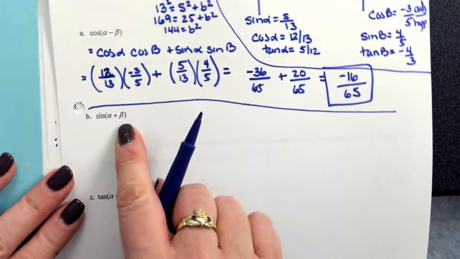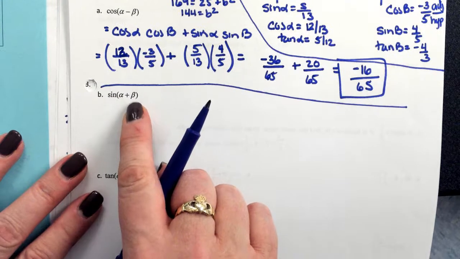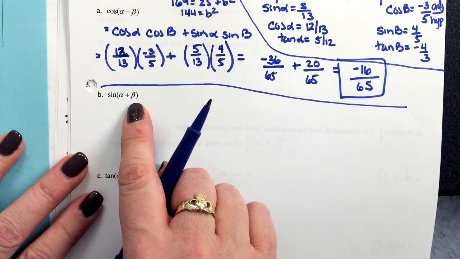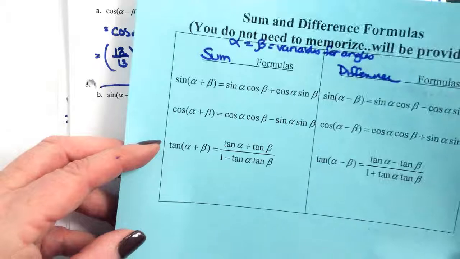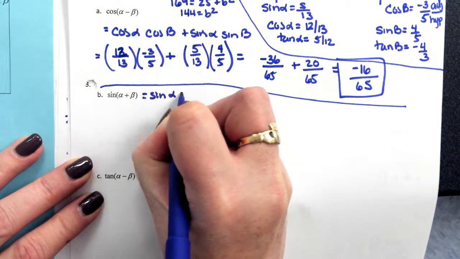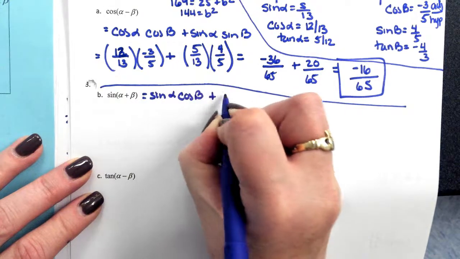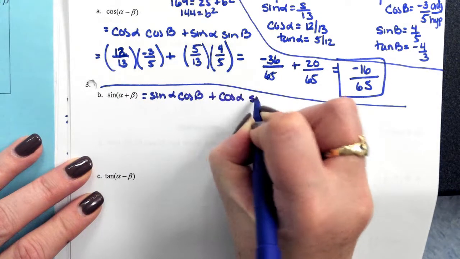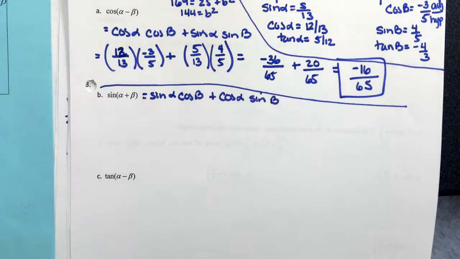So now, look at B. Same triangles, look at the sine of alpha plus beta. So again, from my sine sum formula, this is equal to the sine of alpha cosine beta plus cosine alpha sine beta. You guys go ahead and do your substitution and see if you can come up with this one.